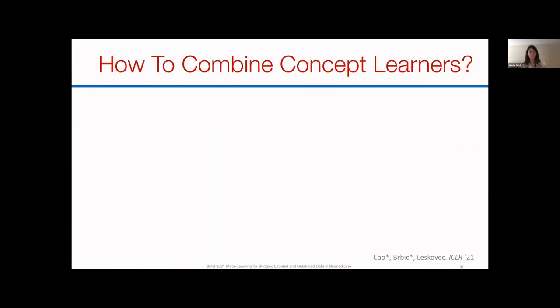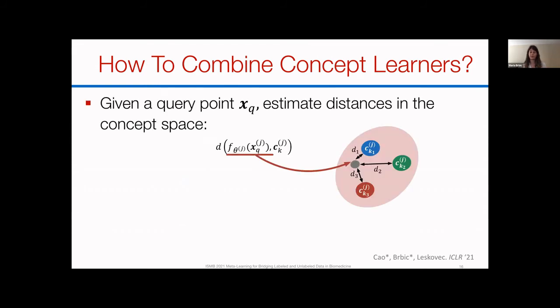The next question is how we can combine these prototypes to get the final prediction. Given a query point, we will first estimate distances to each of the concept prototypes, similarly to standard prototypical networks. But in this case, instead of a single distance, we get one distance for each concept space. The query data point is shown as a gray circle because we don't know its class. Given the embedded data point, we look at how far it is from each of the concept prototypes, and we repeat this for each concept.